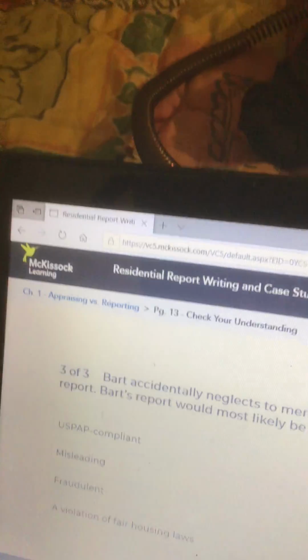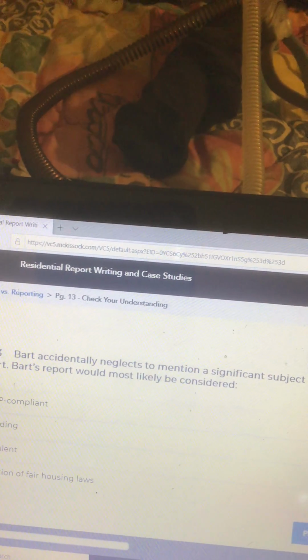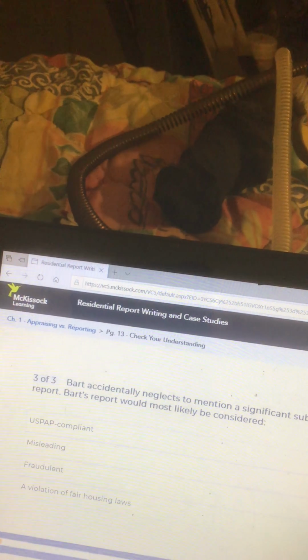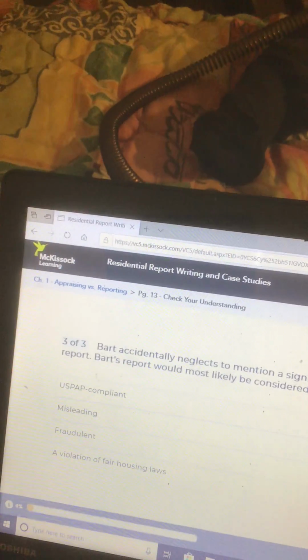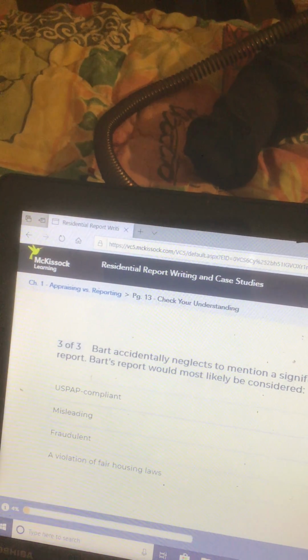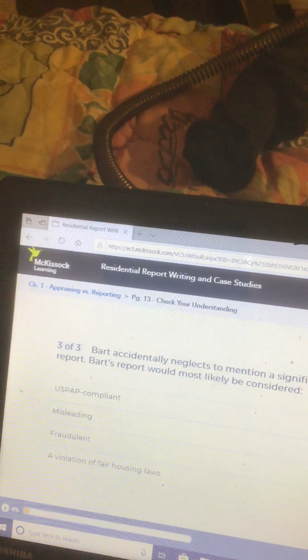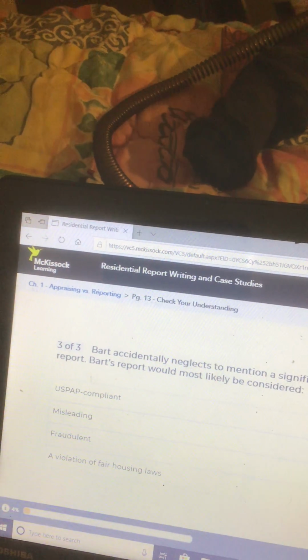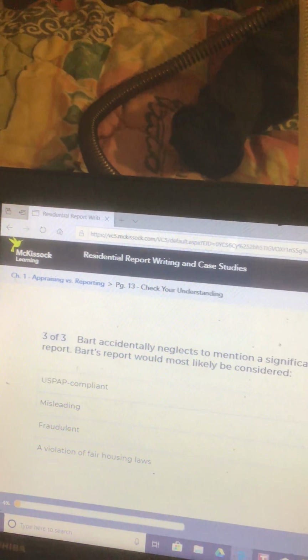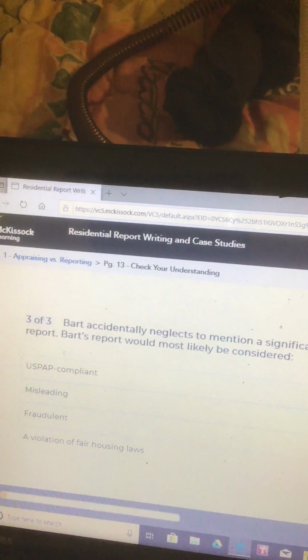Number 3 of 3. Bart accidentally neglects to mention a significant subject property defect in his appraisal report. Bart's report would most likely be considered: A, USPAP compliant; B, misleading; C, fraudulent; or D, a violation of fair housing laws. I'm going to go with B, misleading.